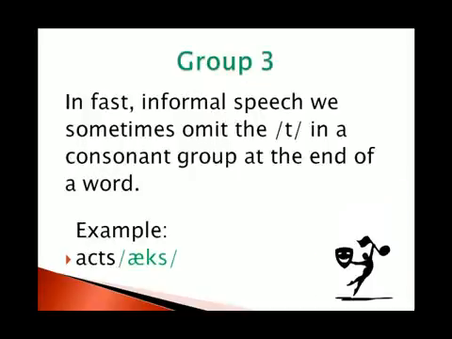Group 3. In fast and formal speech, we sometimes omit the T in a consonant group at the end of a word. Now, by consonant group, I mean 3 consonant sounds or more. For example, the word acts. We have 3 consonant sounds, k, t, s. These are voiceless sounds, and we drop the middle one, which happens to be a T. Instead of acts, we say axe.